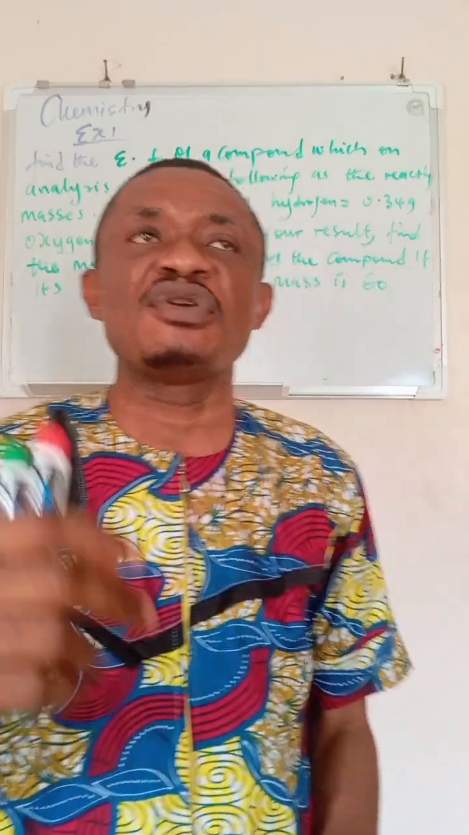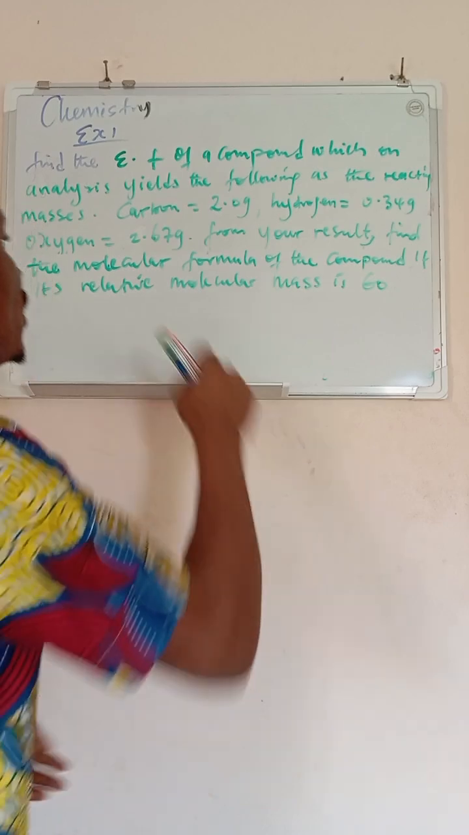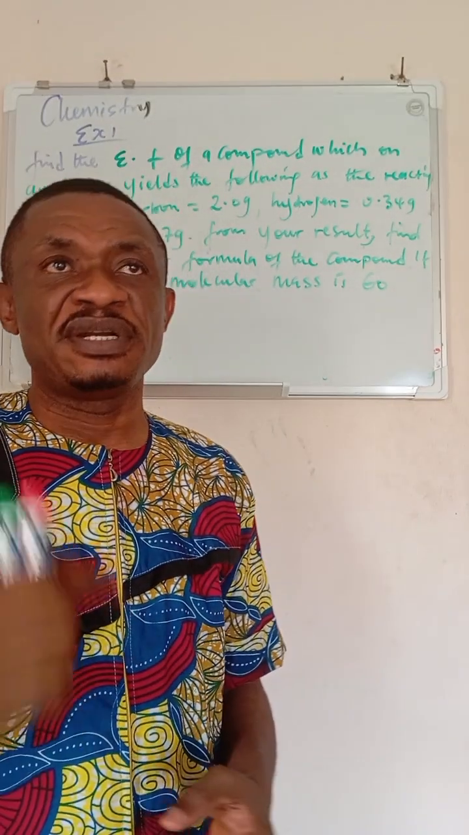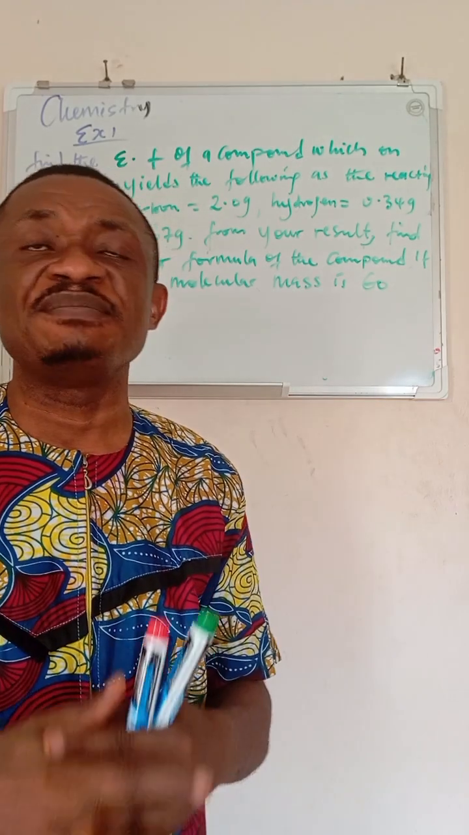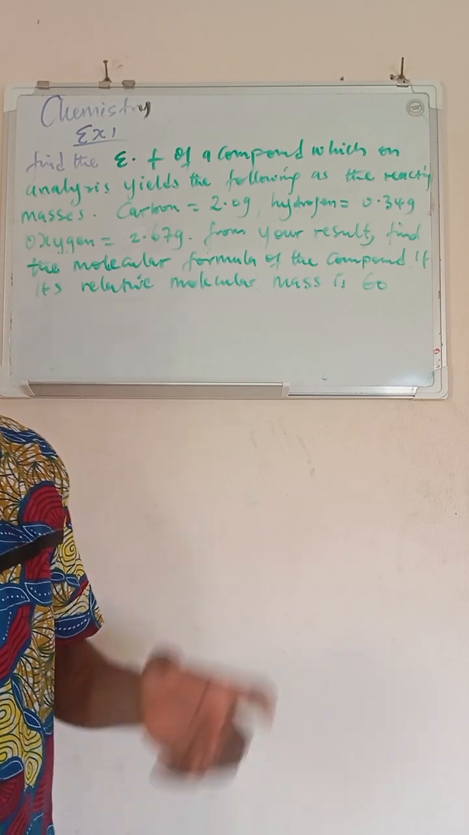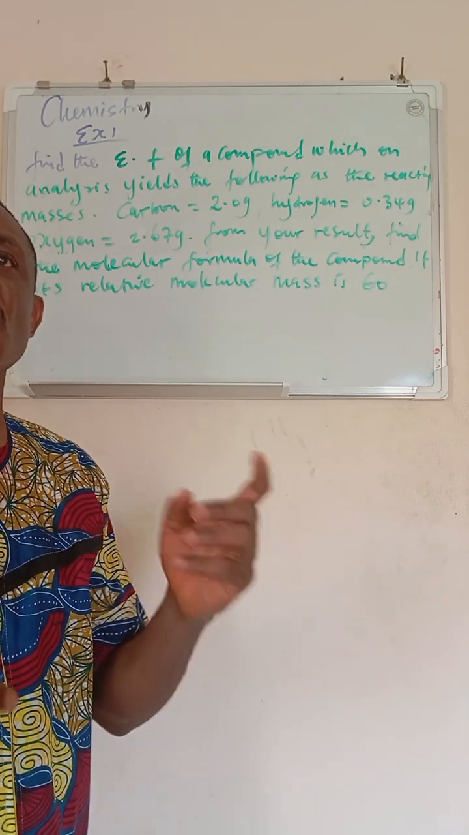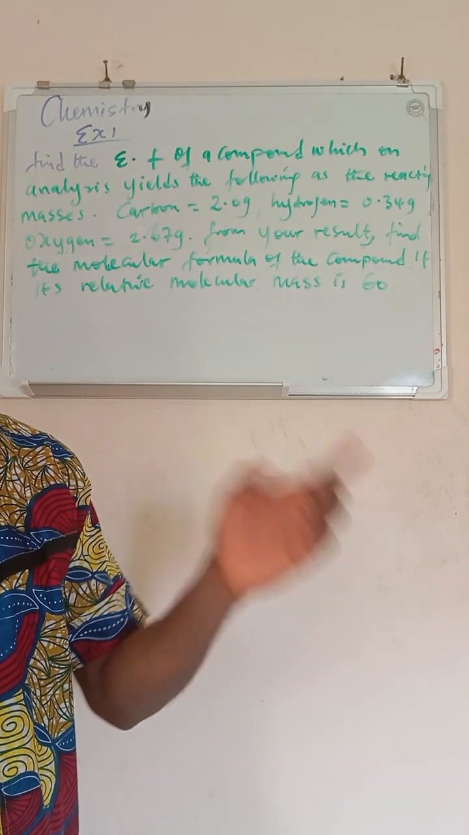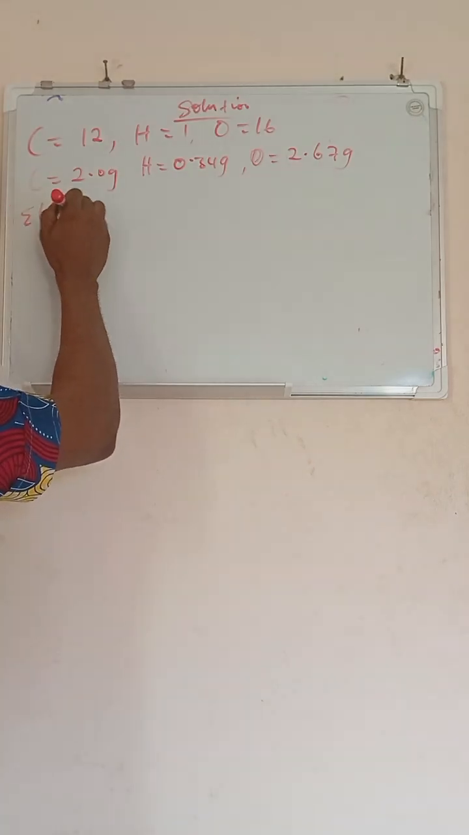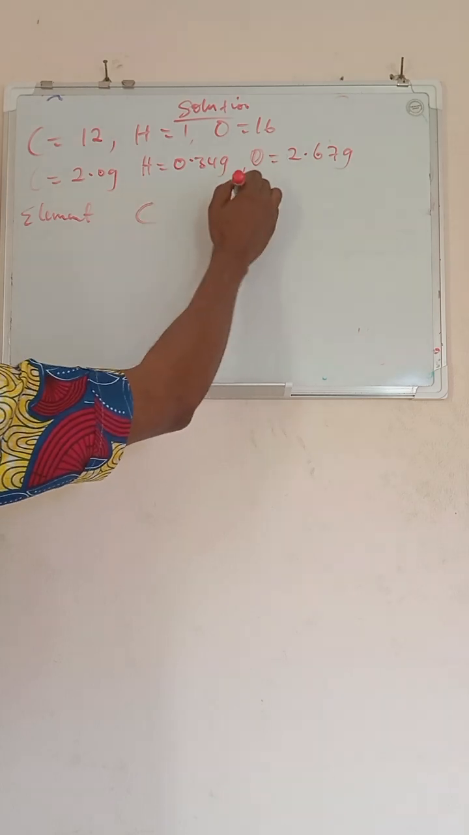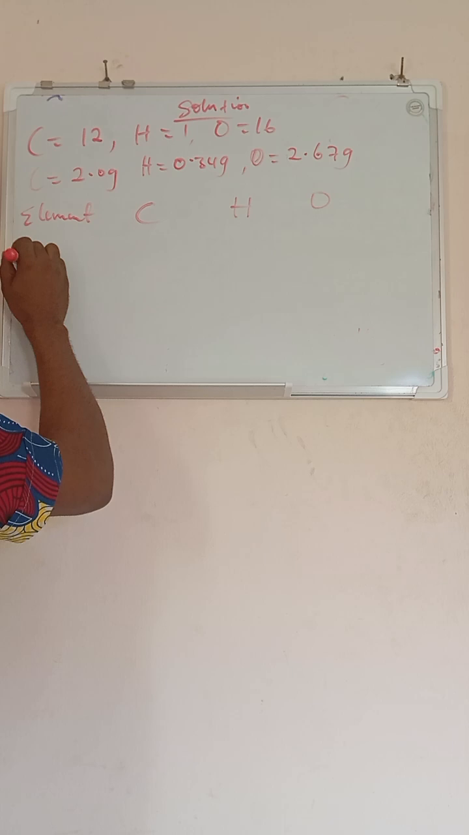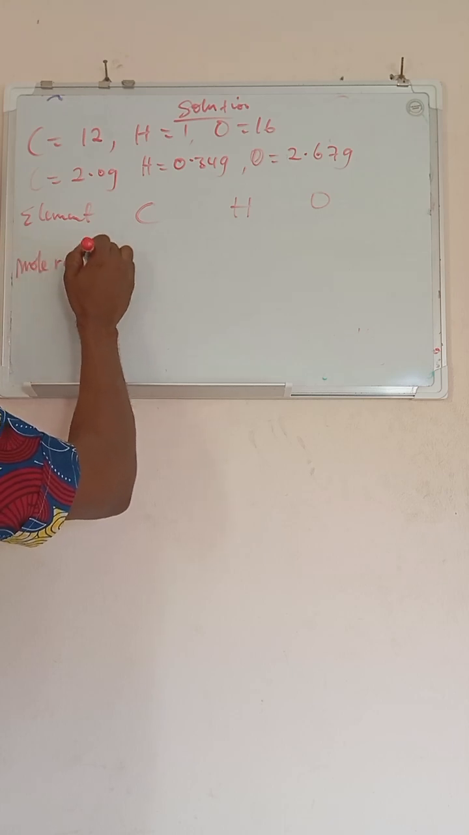Now, I told you that before you can calculate this molecular formula, you have to first find the empirical formula, because I said that empirical formula tells us the component elements and the ratio of their combination. Element, this is element: C, H, O. Then the next one is called mole ratio.